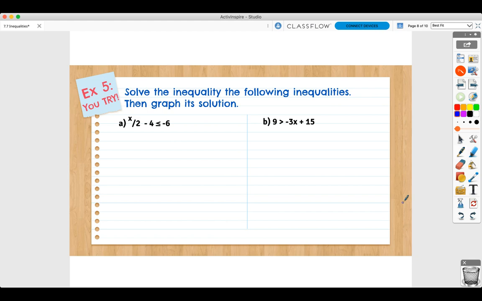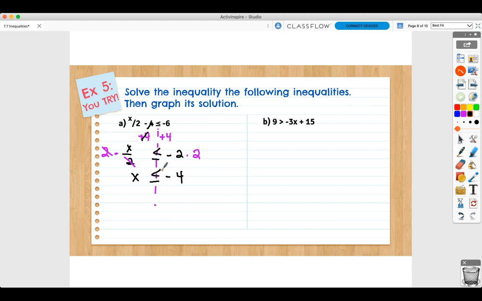How about you pause the video and try these two problems on your own? Okay, welcome back. So I'm just going to put a dotted line here, knowing that's the two sides of the inequality. We're going to add 4 to both sides. So x over 2, these go away, is less than or equal to -2. So you're dividing here, so you're going to be multiplying by 2 to both sides. So x then is less than or equal to -4.